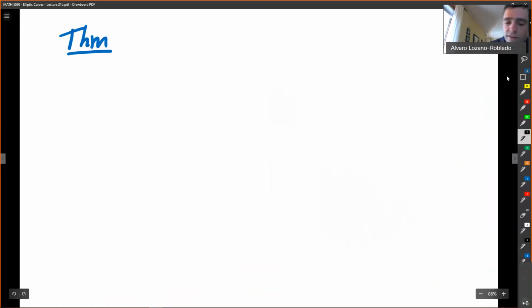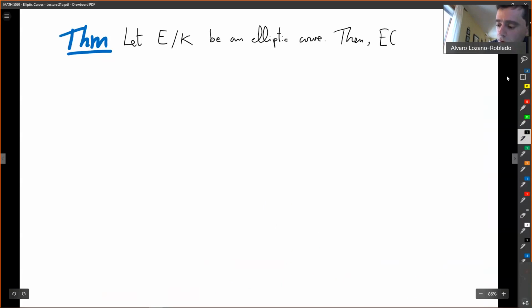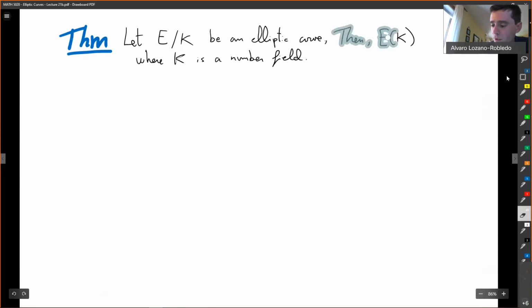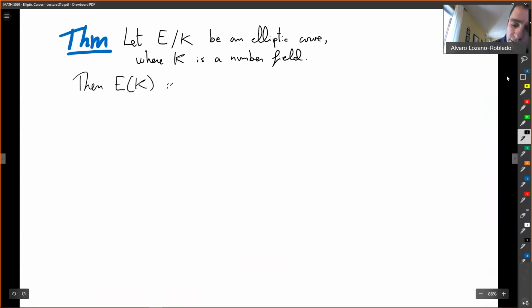So what they prove is, let E over K be an elliptic curve, where K is a number field. Then E(K), the K-rational points on the elliptic curve, is a finitely generated abelian group.